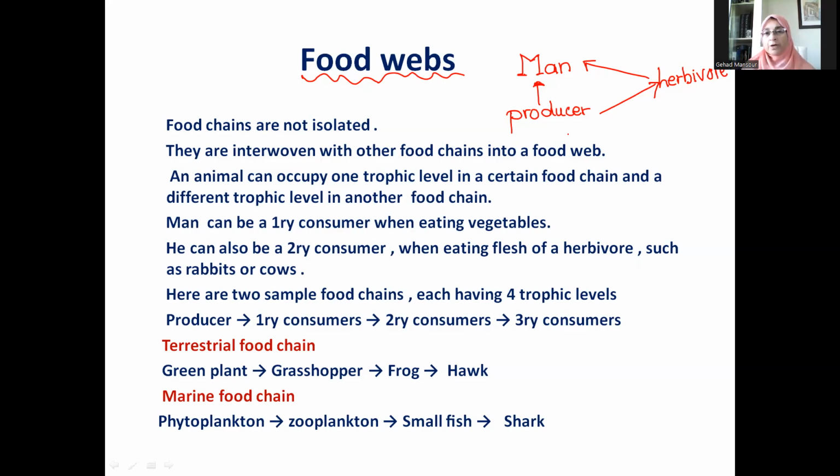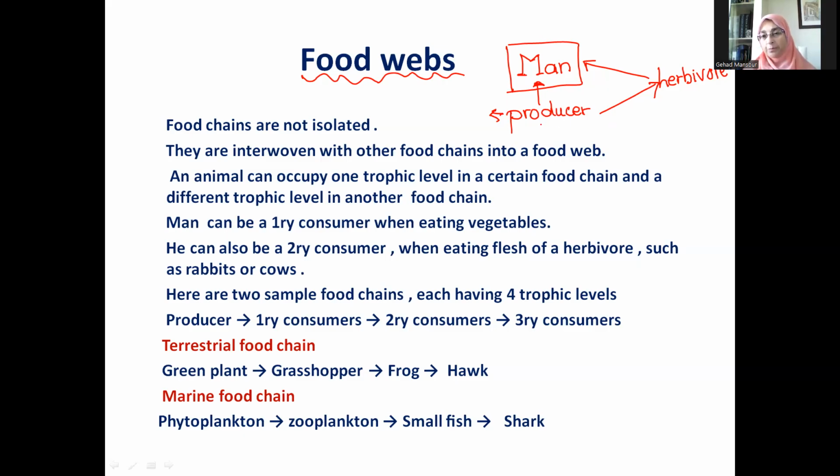trophic levels. For example, in this relationship, we have producers representing the first trophic level, and man represents the second trophic level. And here, man is considered, when I say man, of course, I mean human beings in general. Here, man represents the first consumer.